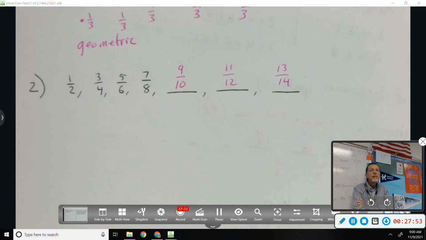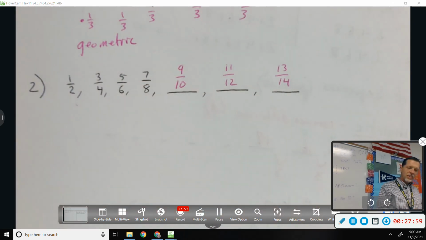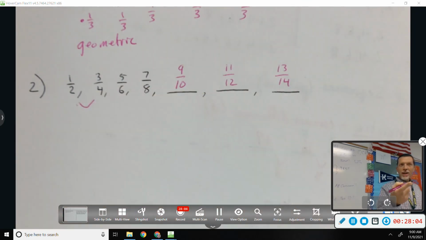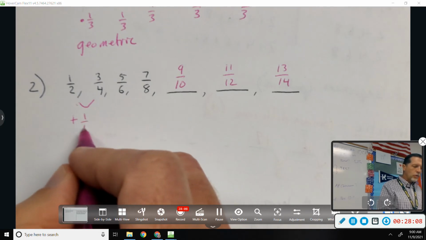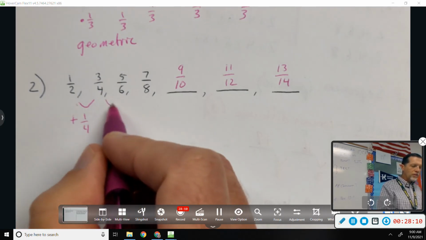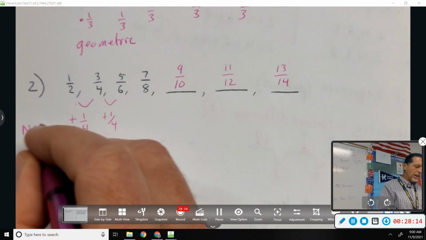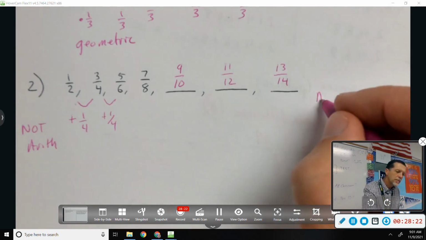So, is that arithmetic, geometric, or neither? Either geometric or neither. I don't think it's anything. Okay, it's definitely not arithmetic. I like that because to get from 1/2 to 3/4, we would have added a fourth. 3/4 plus a fourth is not 5/6, so not arithmetic. So then it's not multiplying either. It's a neither.